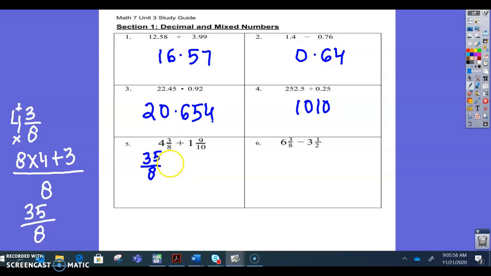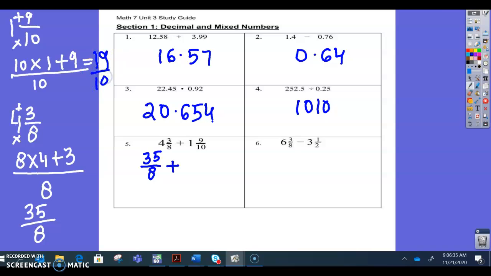I will bring the plus sign down, and now I'm going to do the other one, which is 1 and 9/10. So 1 whole and 9/10. Again, I'm going to multiply and add. The way I like to write it is, I do 10 times 1 plus 9. What is 10 times 1? It's 10. 10 plus 9 is 19. So it is 19/10. It's an improper fraction. So I'm going to write 19/10.